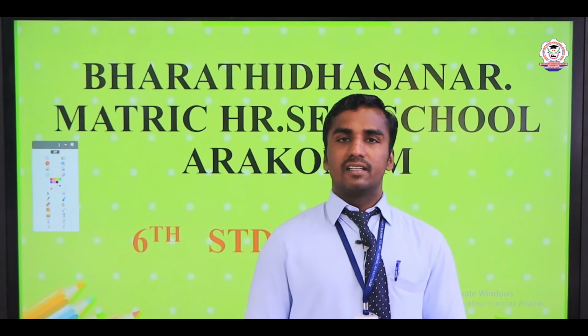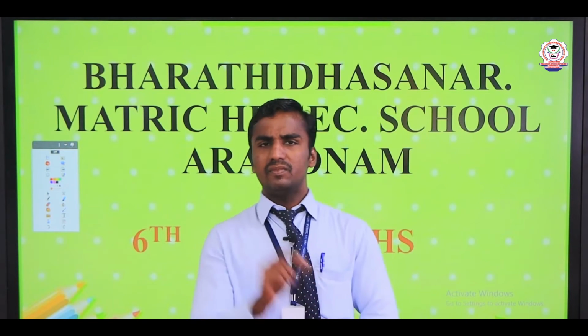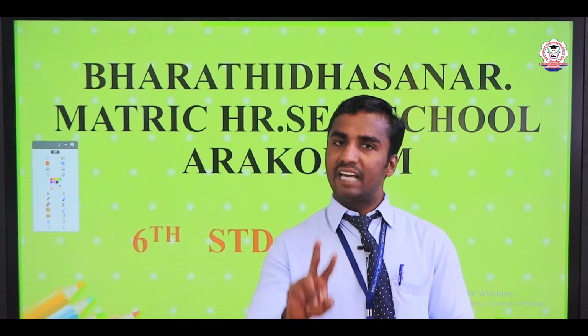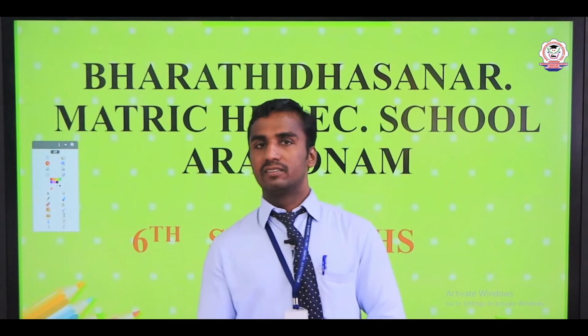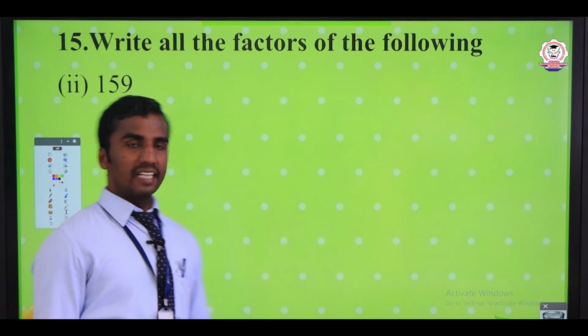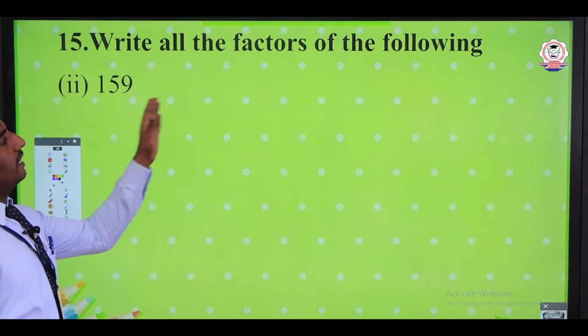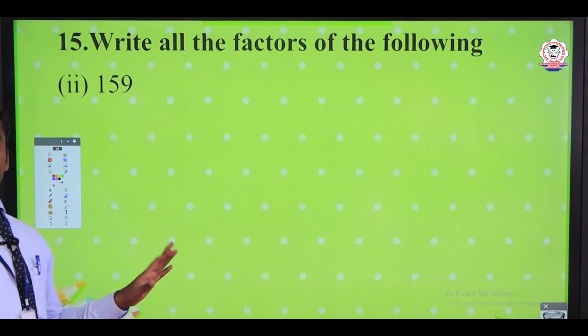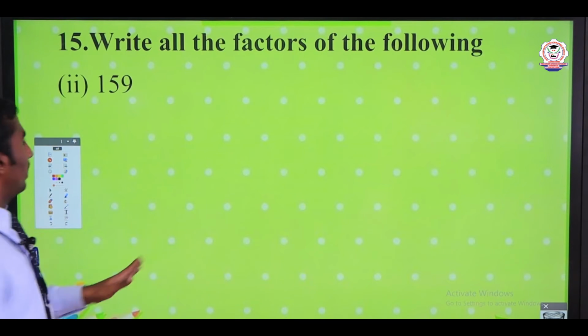Now, factors. For example, 15 is divisible by the 3 table and the 5 table. Factors and multiples. Next, question number 15: write all the factors of the following. The first one is 159. Find the factors of 159.